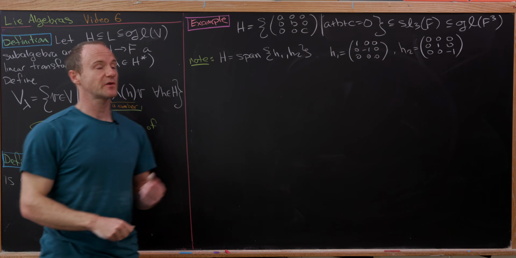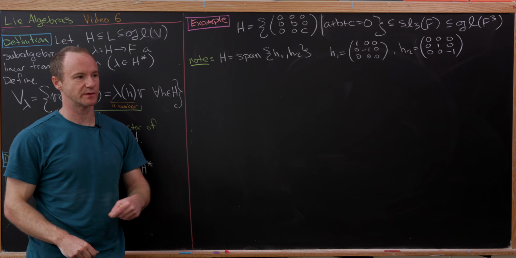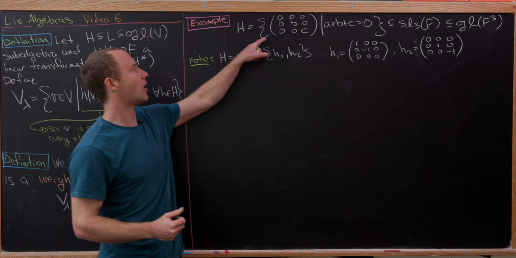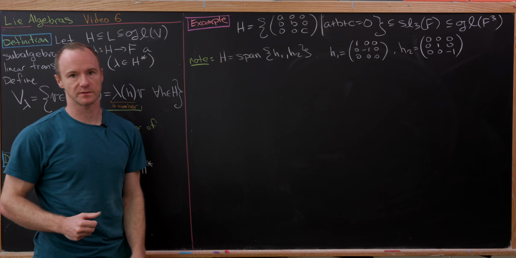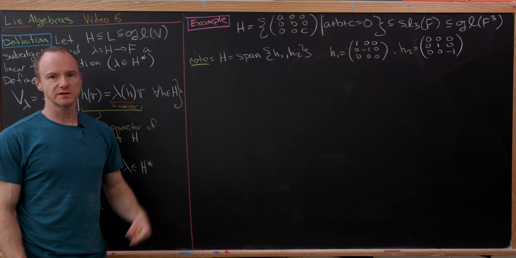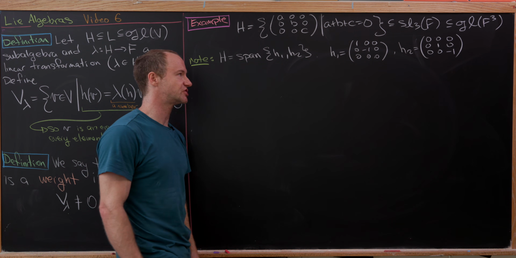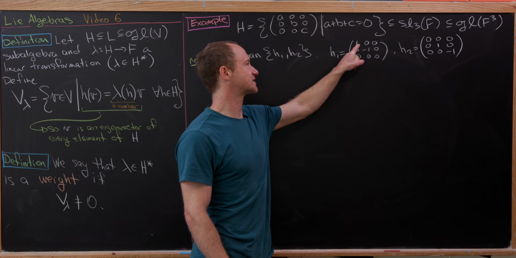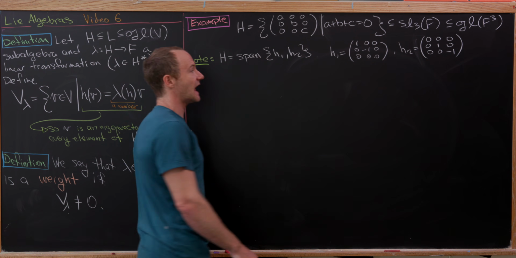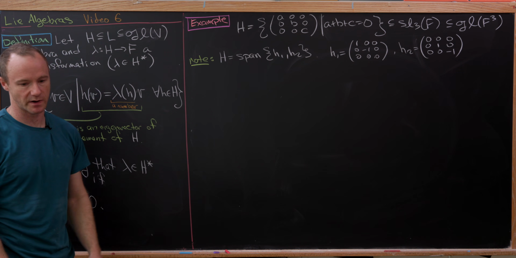Okay, let's do another example. For our next example, we'll think about SL3. That's all 3 by 3 matrices with zero trace. And we'll take the subalgebra to be all diagonal matrices of that form. In other words, it's diagonal 3 by 3 matrices with trace 0. And so it's pretty easy to find a basis for H in this case, and we'll call that basis H1 and H2, where H1 is this matrix here, (1, 0, 0; 0, -1, 0) and then the rest zeros. And then H2 is this matrix right here, which has a 1 here and a -1 here, and then zeros elsewhere.